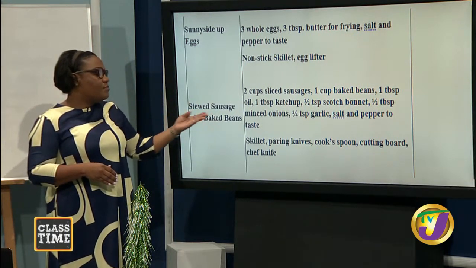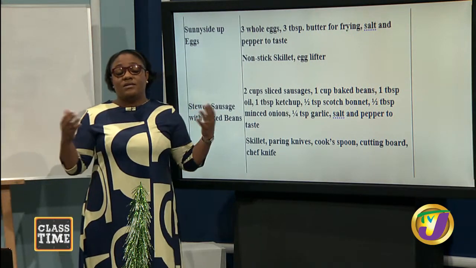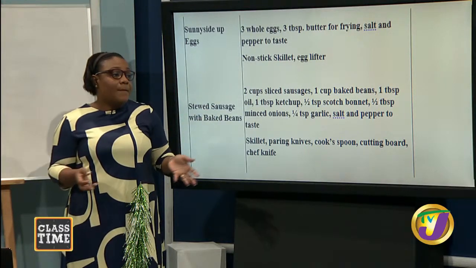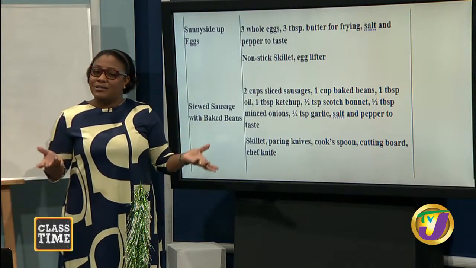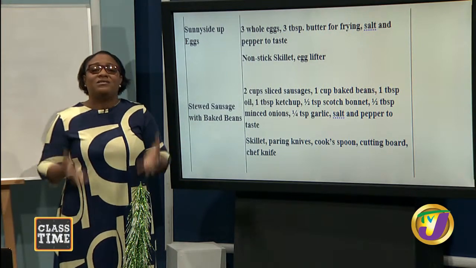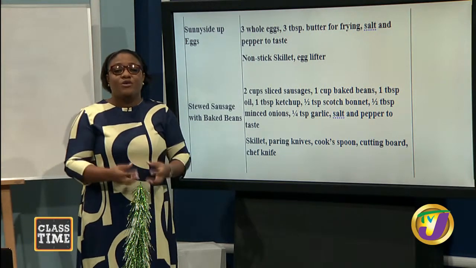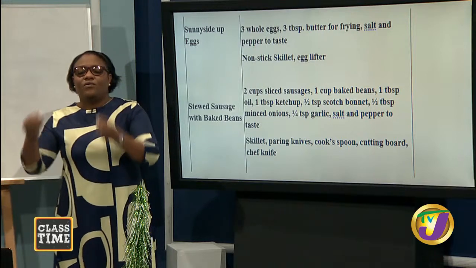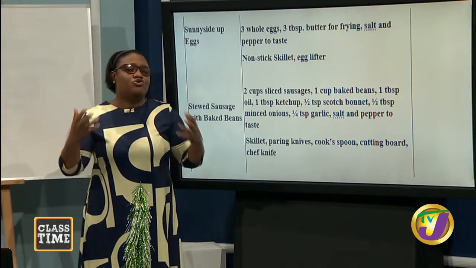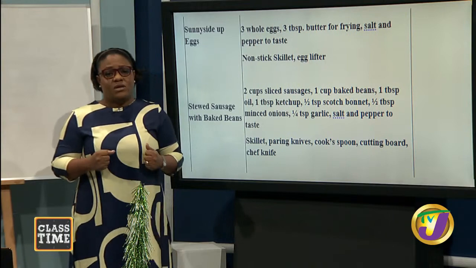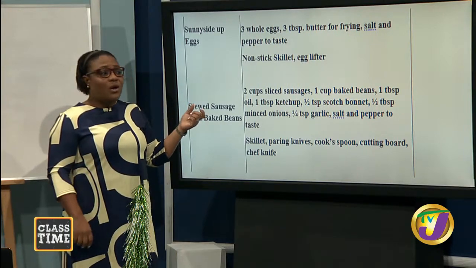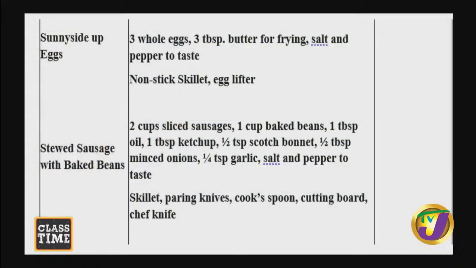Stewed sausage with baked beans. Now my students, they wanted this. They said, Miss, we love sausage and baked bean. But I said, you can't call it sausage and baked bean on the time plan. It has to have a method of cooking. You must have a method of cooking. I don't know how much more I need to stress that. You must have a method of cooking. So even if you want stewed chicken, you can't just write chicken. Cook up chicken, that's not a method of cooking.